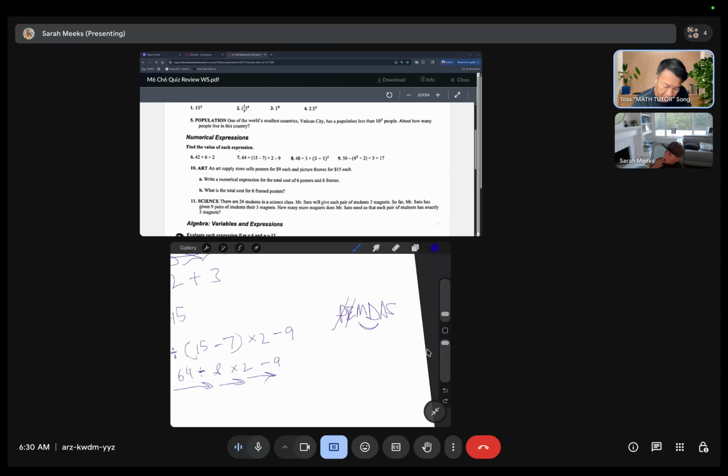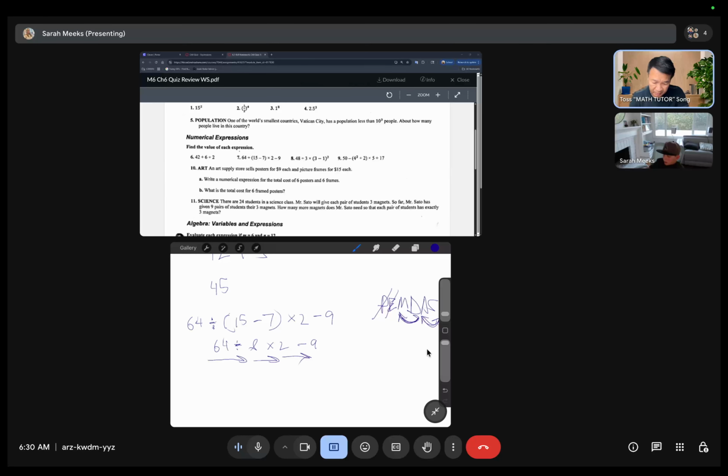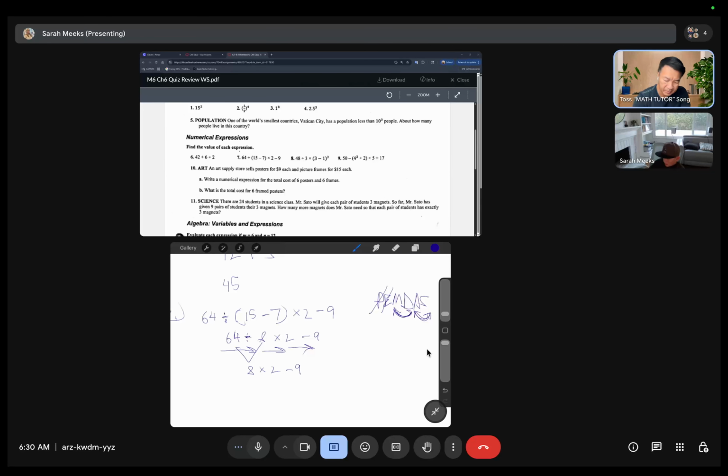When you come across M and D, or A and S, it means that you can switch them around, whichever comes first from left to right. So I come across division first, so I'm going to do that first. 64 divided by 8 is 8. So I'm done with that, and then I copy everything else around it. My division is done.